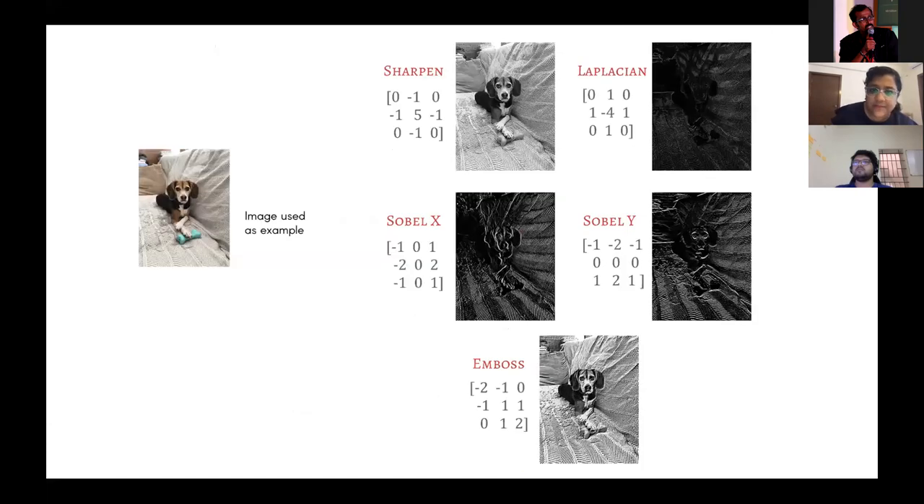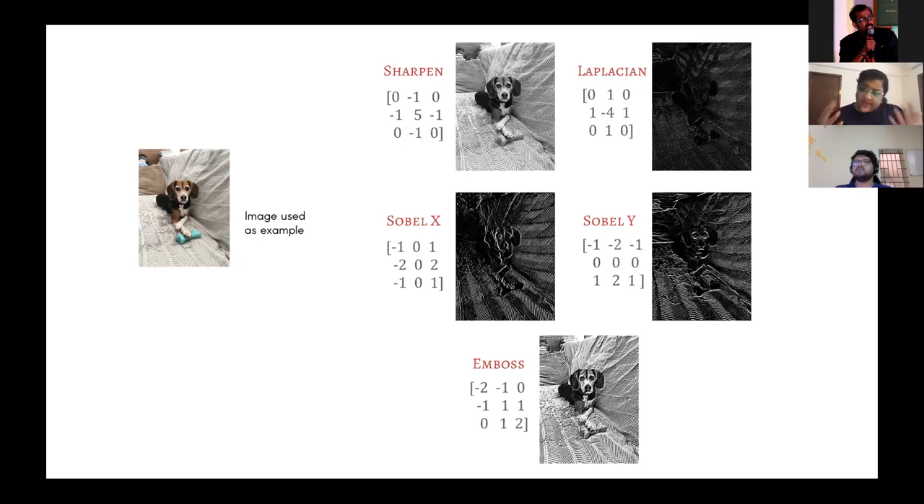So let's say, for example, you have different types of kernels: for sharpening, you have a kernel; for Laplacian, you have a kernel. Sobel X gives you all your vertical edges. Sobel Y gives you all your horizontal edges. Emboss brings out the edges a little bit more, like a bit of an embossing effect.